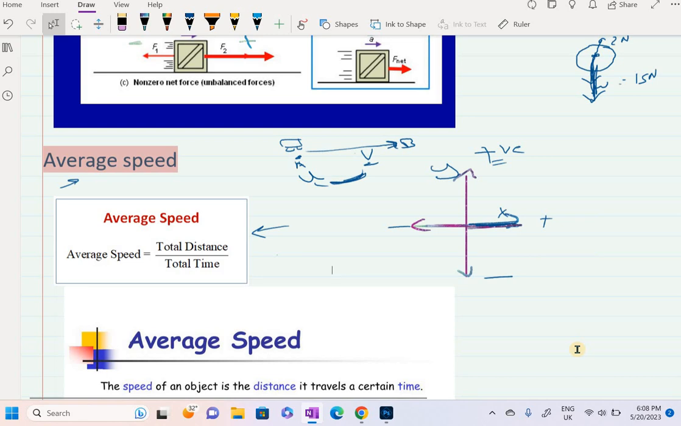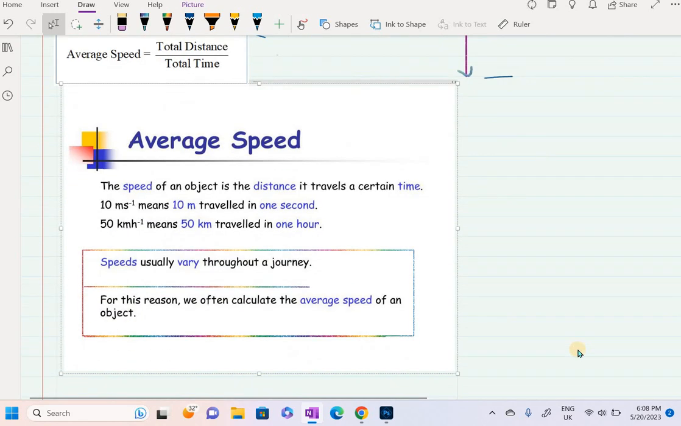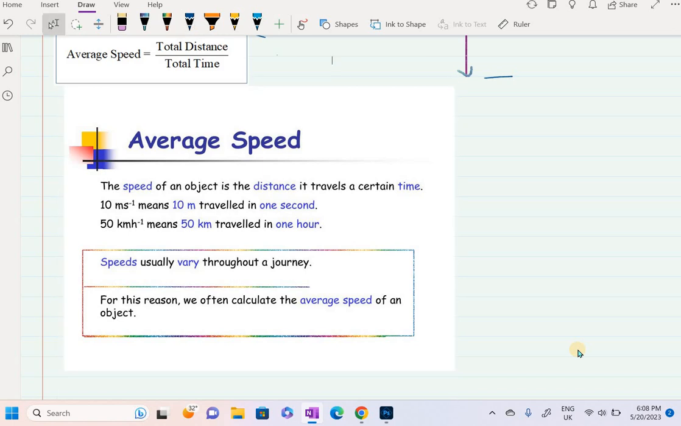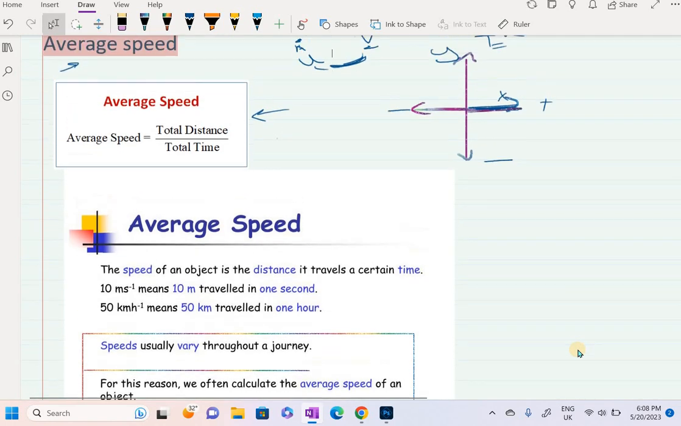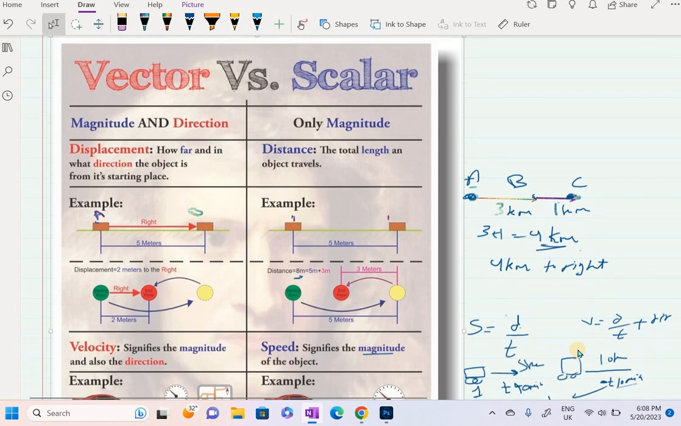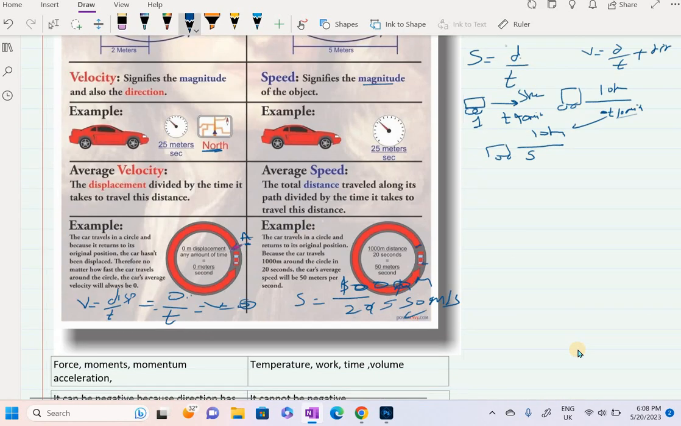And why do I have to do this? Because speed usually varies throughout a journey. For this reason, we often calculate the average speed of an object. Okay? Average velocity is the same thing, it's not a big difference from the average speed. I will find the displacement divided by the time. Okay?